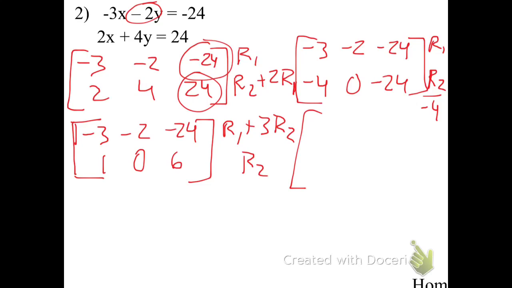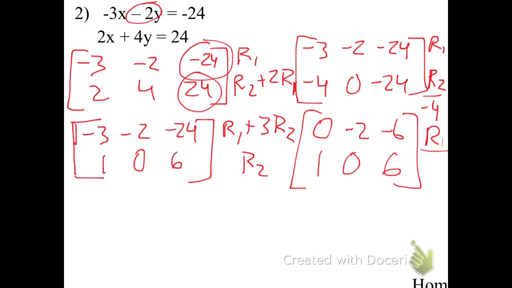So now at this point, you're going to get 0, because 1 times 3 and plus negative 3 gives you 0. 0 times 3 and add to negative 2, you get negative 2. Take 6, times it by 3, you get 18. Add that to negative 24, you get negative 6. And the second row is 1, 0, 6.